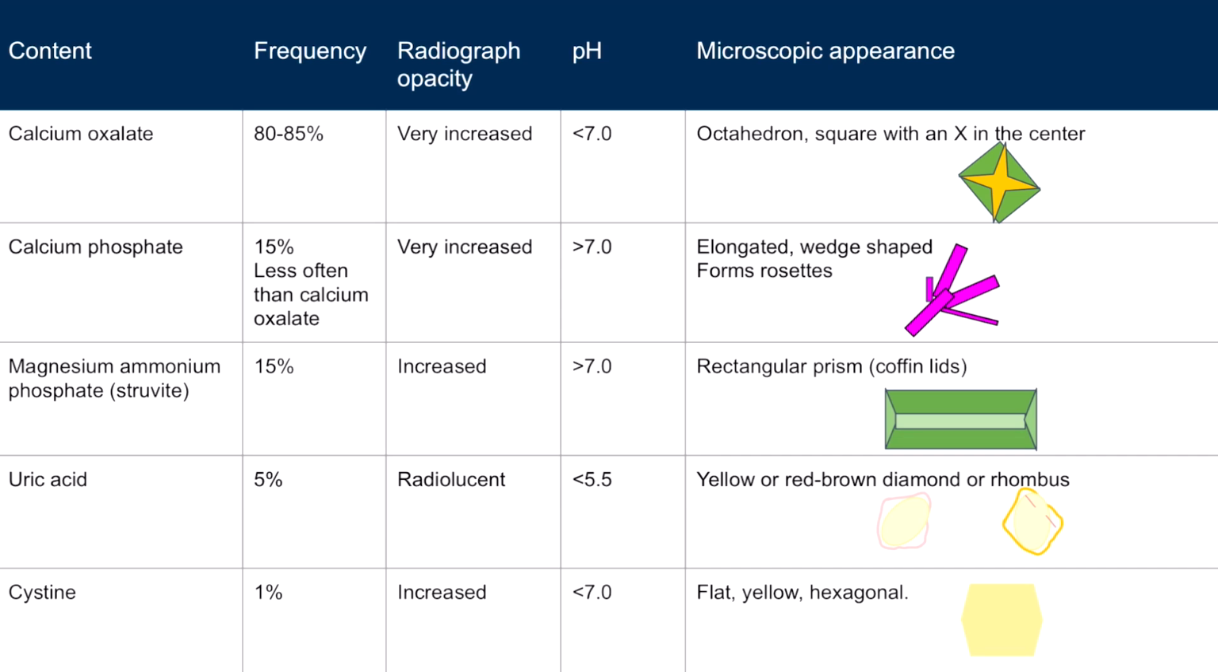Uric acid stones account for 5% of stones, and these stones are radiolucent, which means that they cannot be seen on an abdominal radiograph. They require CT, ultrasound, or an IV pyelogram for detection. An IV pyelogram, also called an excretory urogram, is an X-ray exam that uses contrast to view the urinary tract. On microscopic exam, they're seen as yellow or red-brown diamond or rhombus-shaped stones.